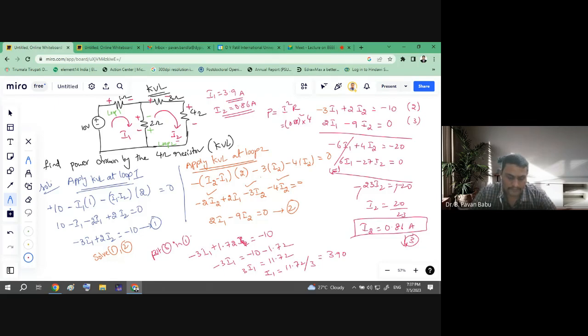0.86 into, it is 2.95. It is 2.95 watts. So this is the real power drawn by the 4 ohm resistor. Okay, so by applying KVL, this is the method.